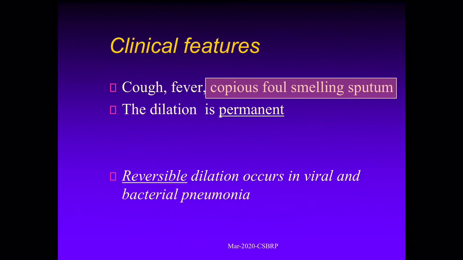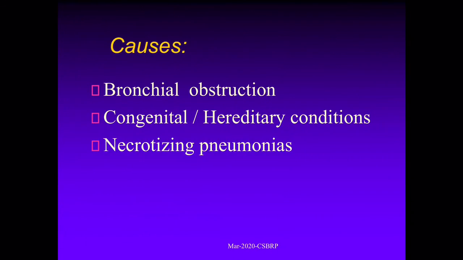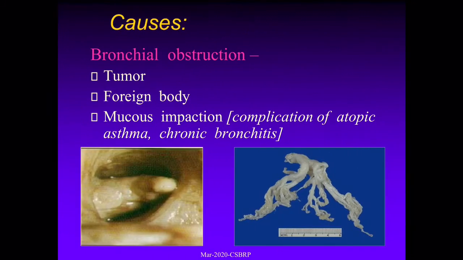And dilatation, you should know that it is permanent. And sometimes reversible dilatation of the bronchi and bronchioles can occur in viral and bacterial pneumonias. Causes for bronchiectasis may be bronchial obstruction and hereditary or congenital conditions, and sometimes it may be associated as a complication of necrotizing pneumonia.